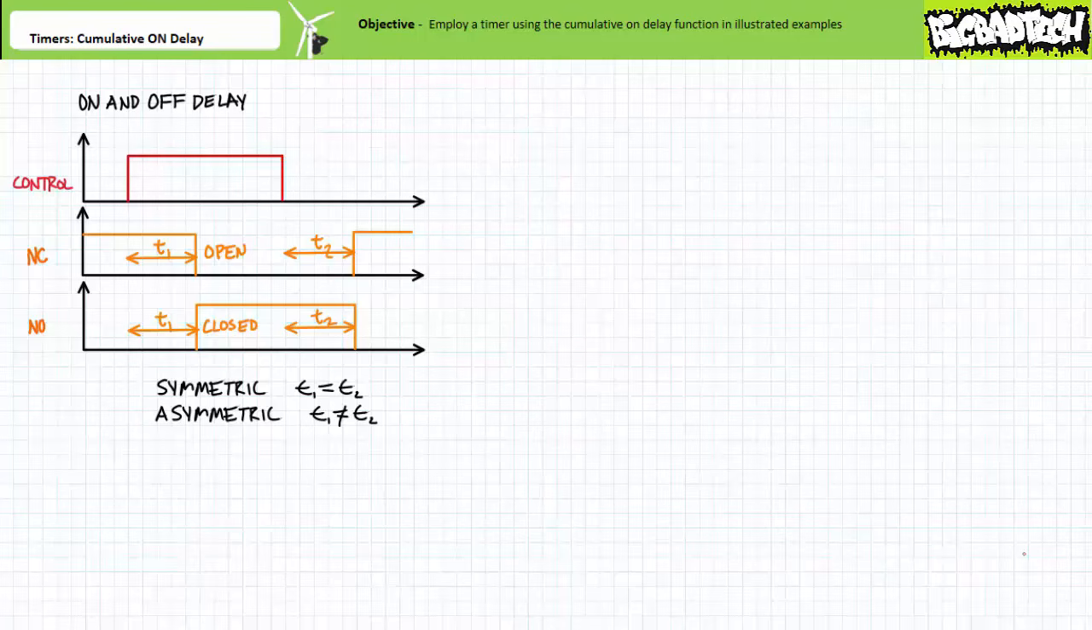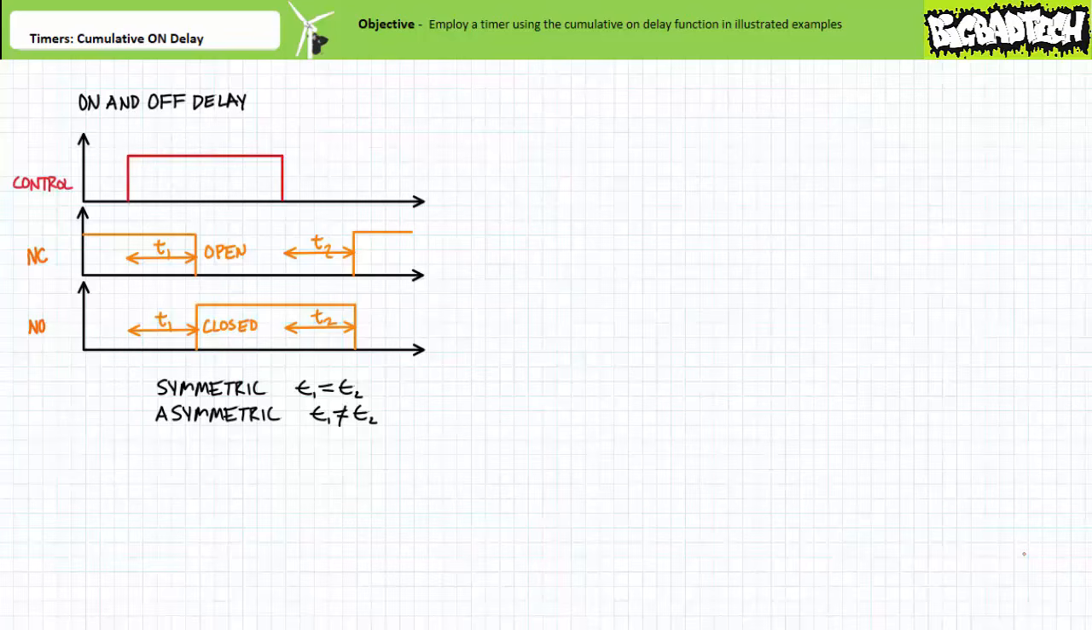Only after the predetermined delay period T1 has elapsed do the contacts change states here. The normally closed contact opens, and the normally open contact closes. This is the on-delay portion of the on and off delay function.